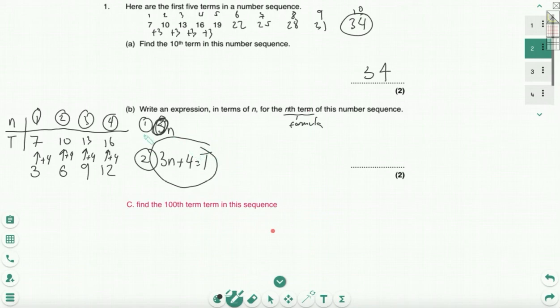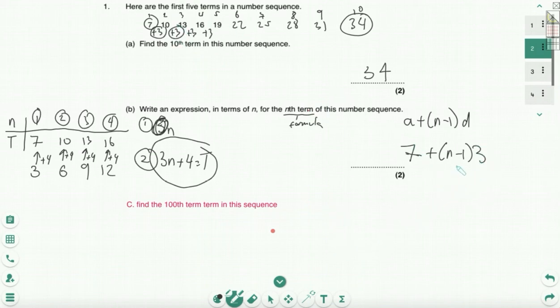Let's use our second method, the a plus n minus 1 d method. So we have our sequence. a is our first term. Well, the first term in the sequence is 7, plus n minus 1. d is the difference between the terms. Well, we're adding 3 every single time, so it'll be positive 3.